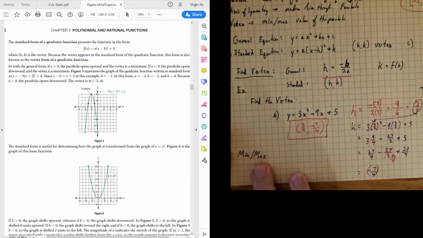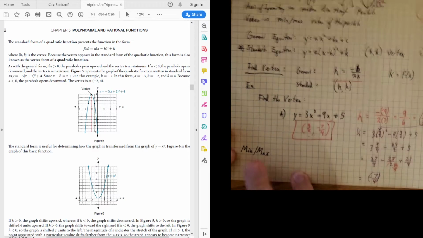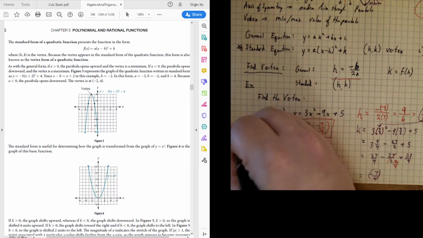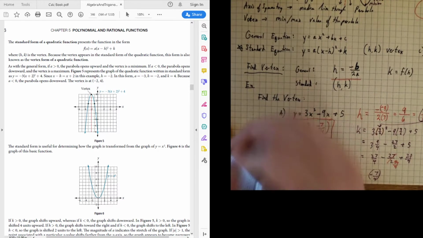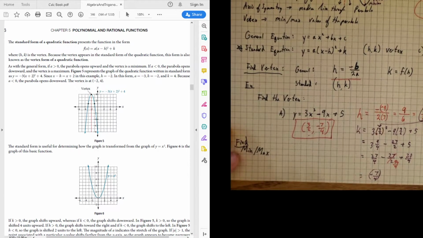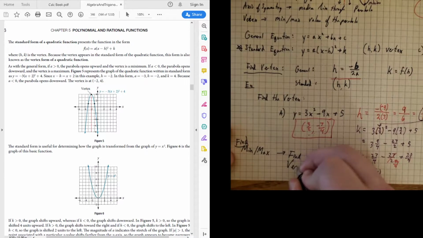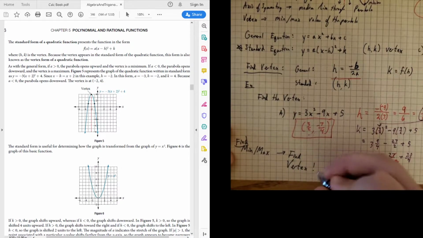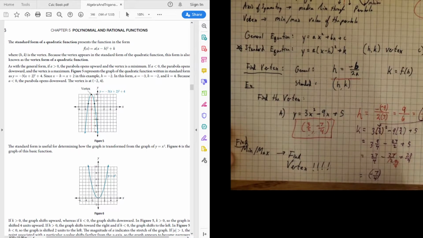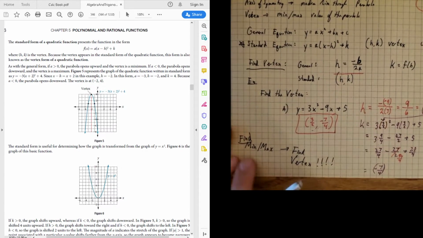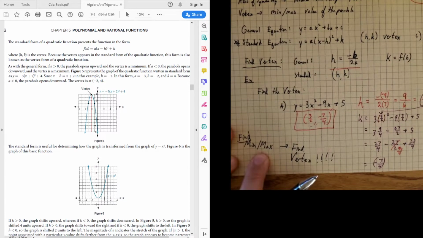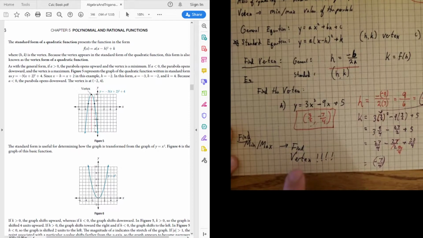If a question ever asks you to find the min or max, what it really means is find the vertex. If it says find the min or the max, it really means just find the vertex.